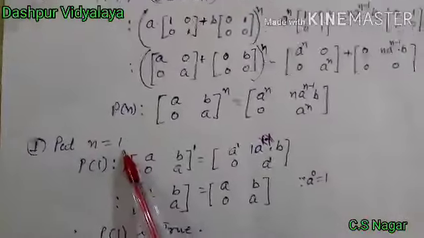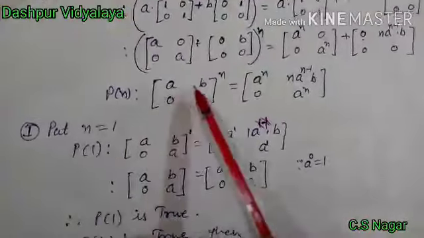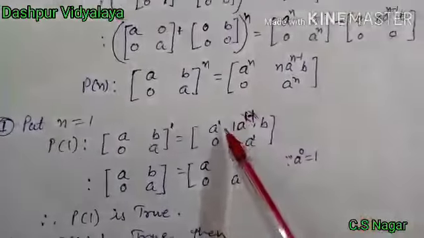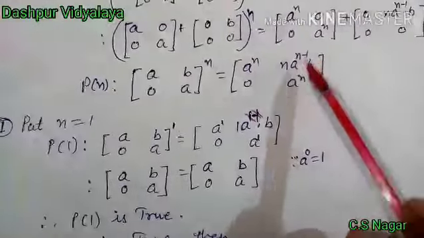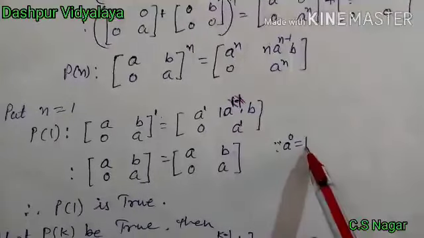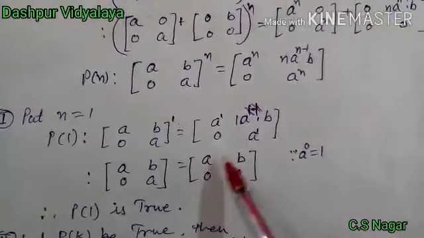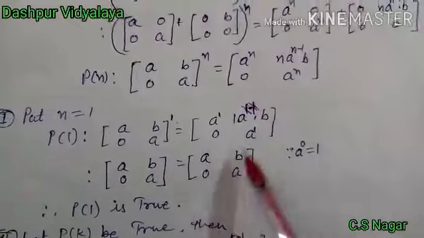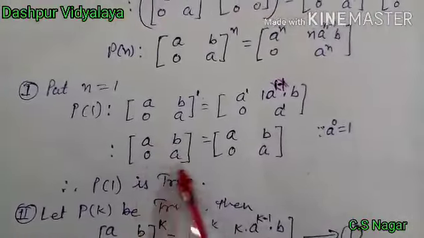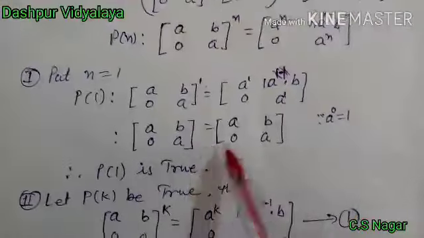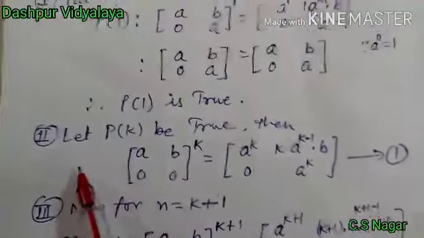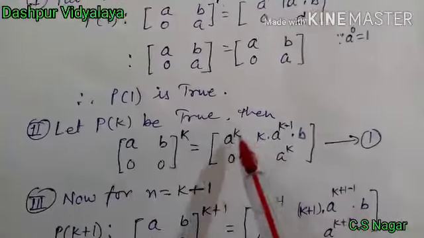Now put n equal to 1. In place of n write 1, and here also in place of n write 1. Here 1 and 1 minus 1 into b; 1 minus 1 means 0, and a to the power 0 is 1. So only a, and this is only b, 0, and this is a. So [[a, b], [0, a]] equals [[a, b], [0, a]], it means both sides are equal, therefore P(1) is true. In the second step let P(k) be true.